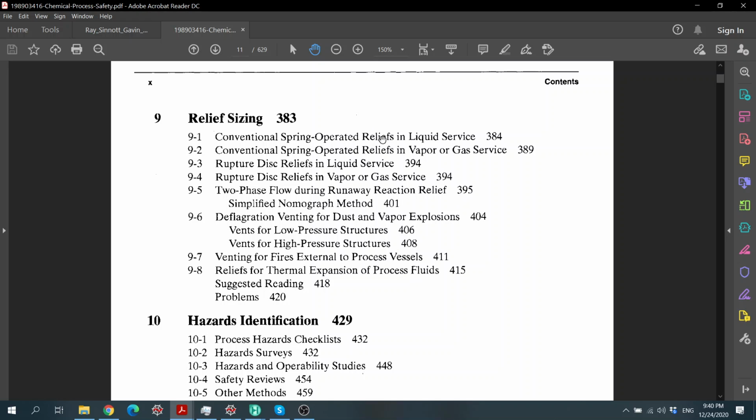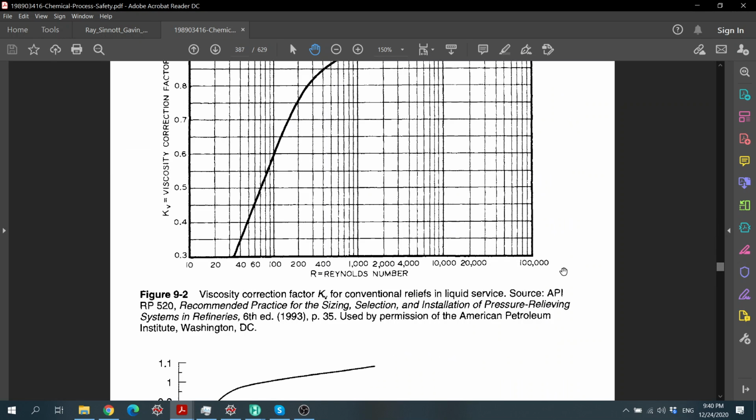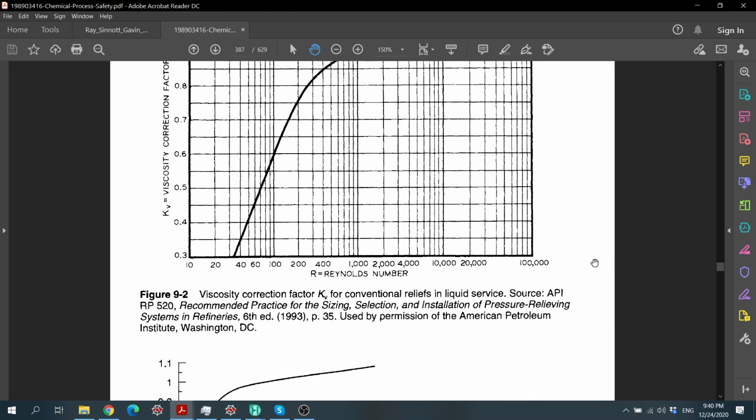So we have the PSVs for liquids and vapor, and then we have rupture discs for liquid and vapor, and also two-phase flow. I think we will see the calculation itself is straightforward. It's page 384.